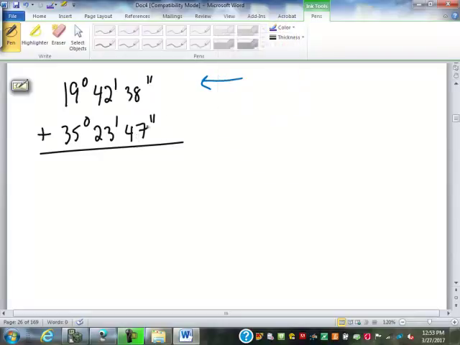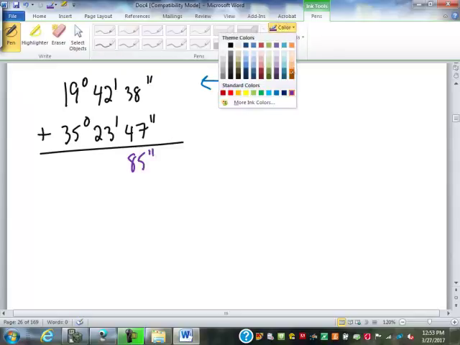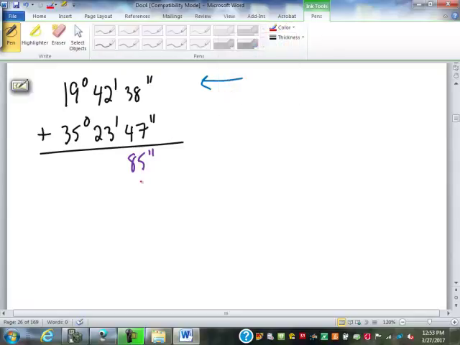38 and 47 is 85 seconds. Now, of course, 85 seconds is bigger than a minute. I can take out 1 full minute, and how many seconds would be left over? 25. Good. 1 minute is 60 seconds. So I take 60 out of 85, I'm left with 25 seconds. So what I'm going to do here is keep the 25 seconds, and carry the 1 minute over into the minutes.